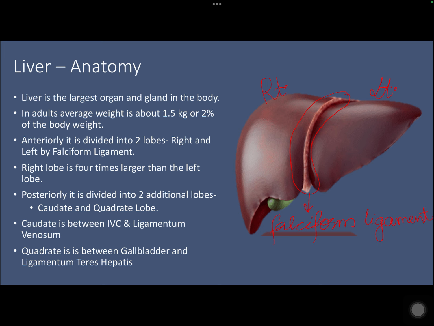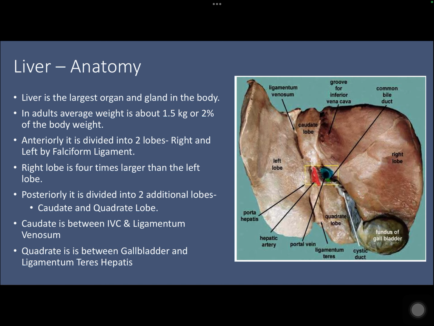The right lobe is almost 4 times larger than the left lobe. In adults, the average weight of the liver is about 1.5 kilograms or 2% of the total body weight. Posteriorly, the liver is divided into two additional lobes. As I mentioned, first we have the right lobe, then the left lobe. Now we have two more lobes on the posterior side, the caudate lobe and the quadrate lobe.